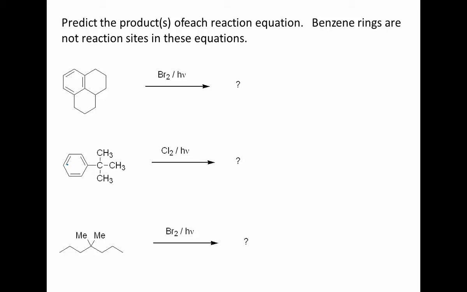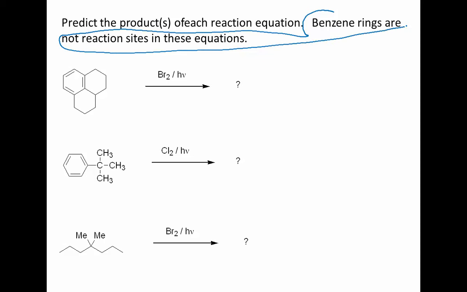Okay. All right, so this is the last slide in this video. Let's just predict the products of these reactions. What we're going to do is look for the hydrogen at the most substituted carbon and just substitute that with the appropriate halogen. And a valuable clue here is that benzene rings are not reaction sites in these equations. Okay, we're going to see that benzene rings have a special reactivity of their own much later in the class. So we're going to ignore those hydrogens on the benzene ring.